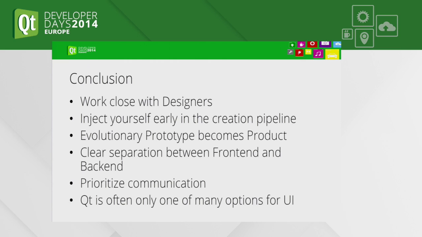What's the performance on the hardware? In which direction are we going? Evolutionary prototyping: your prototype becomes your product. This is QML. This is live. We are doing this nowadays live. It works. And clear separation between front end and back end.